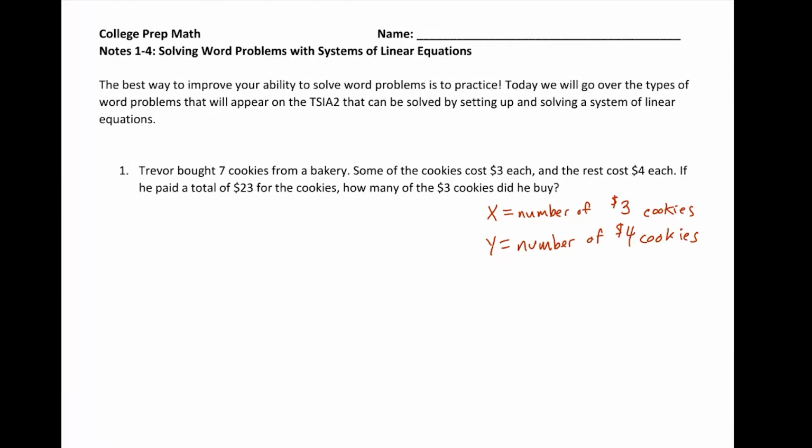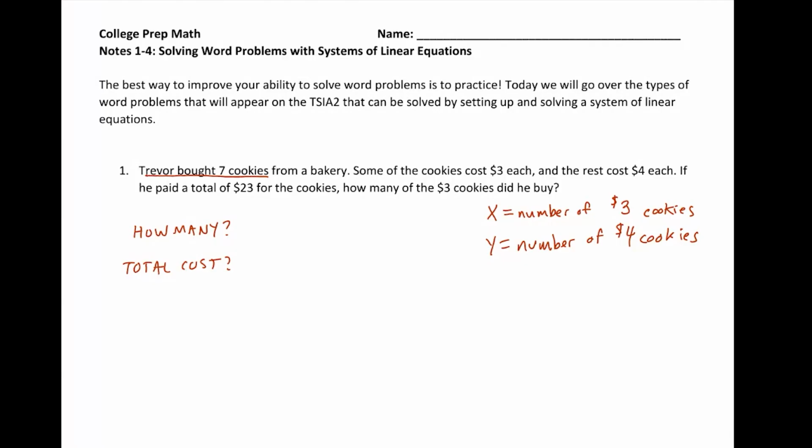When you're setting up these equations, oftentimes, and this is going to be one of those cases, not every time, but a lot of times with these system of equations word problems, there's going to be one equation that has to do with how many objects there are, and a second equation that has to do with how much everything costs. So if Trevor bought 7 cookies, that's talking about how many there are. So we'll have one equation for how many, and then one equation for the total cost. Again, not every word problem will be like that, but this is going to be a recurring theme.